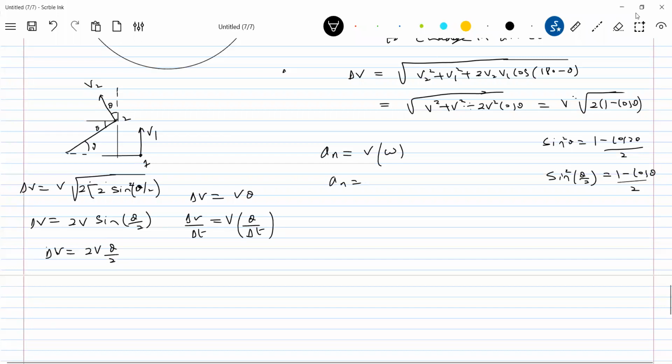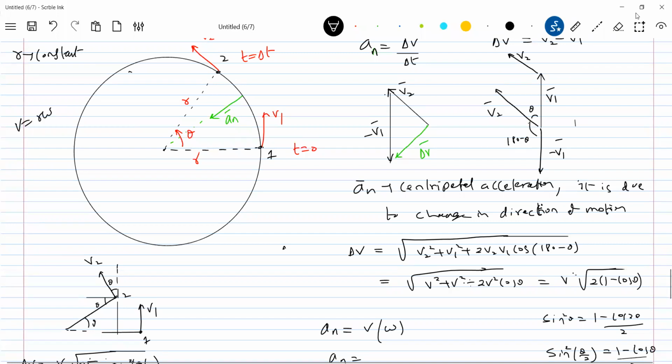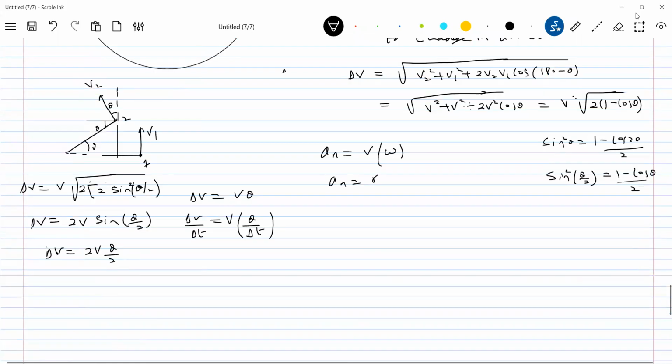Okay, look at it again. This is like a v only, no? So what is v equal to? v equals r omega. Or you can also write it as v into omega, that is v squared by r. Centripetal acceleration. Okay, now it's very clear. Why does this acceleration exist? Just due to change in direction of motion only.